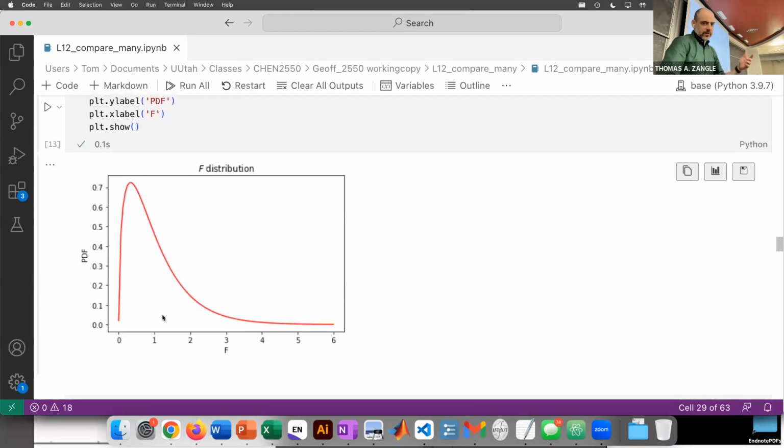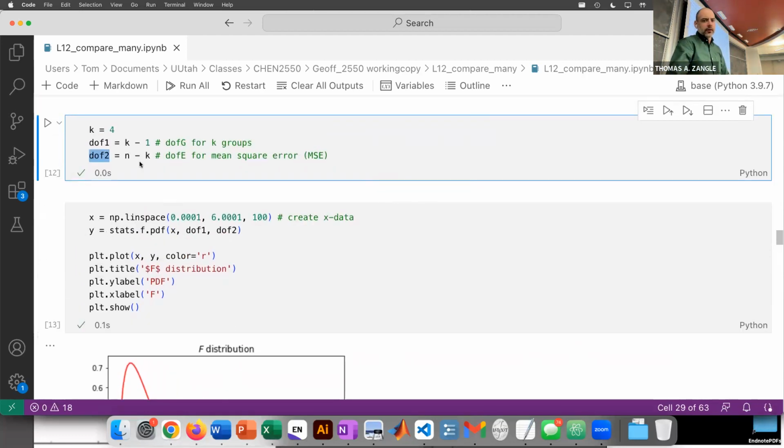And so for that set of parameter values, this is what our F distribution looks like. Yeah, K is the number of groups. That's correct. Yep. So let's go back up here to our degrees of freedom.